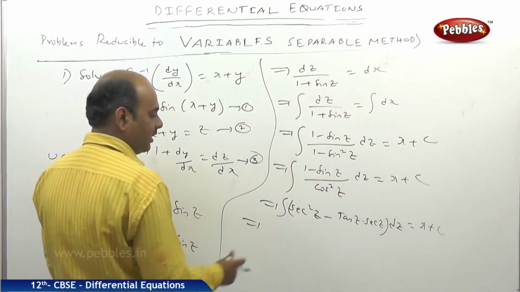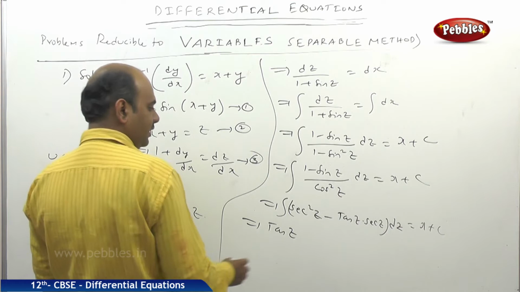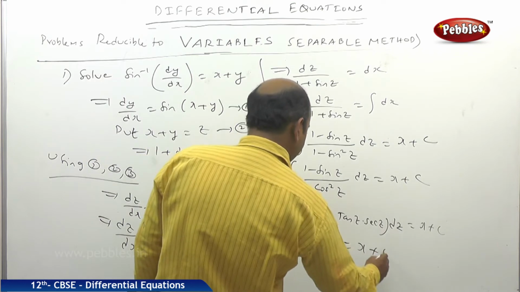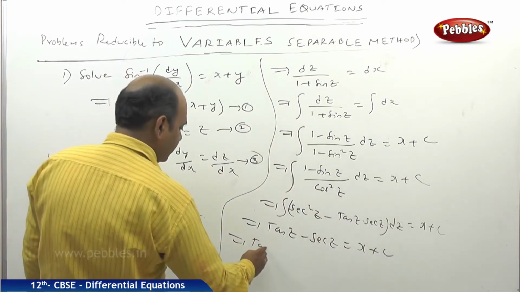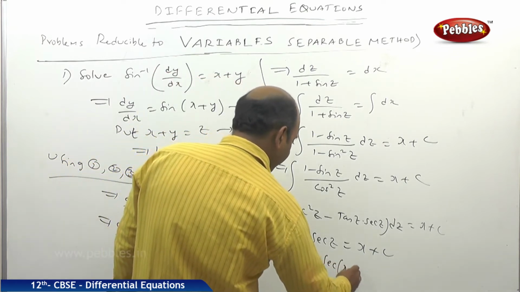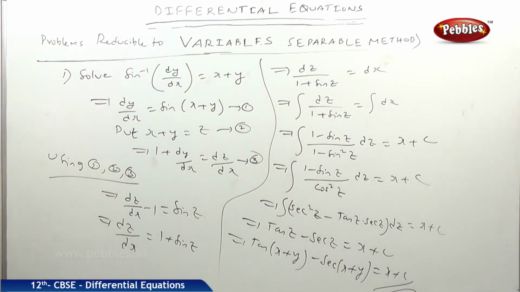Now individually I can integrate. The integral of sec² z is tan z, and the integral of sec z tan z is sec z, equal to x + c. But in place of z we need to substitute x + y: tan(x + y) - sec(x + y) is equal to x + c, which is our required relation, and hence this relation is a solution to the given differential equation. So friends, in today's class we finished a method called variable separable in the topic of differential equations.